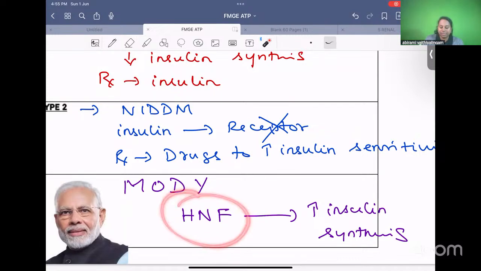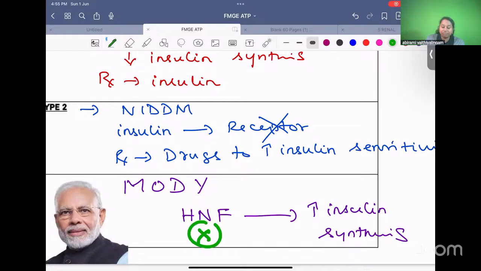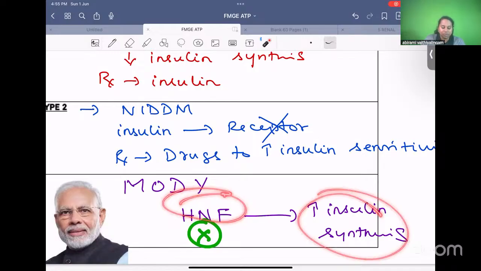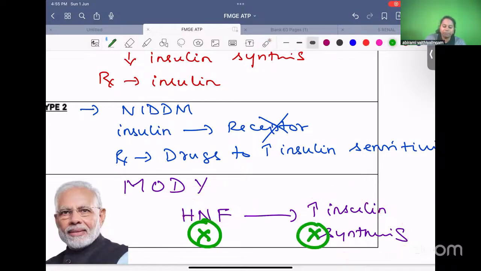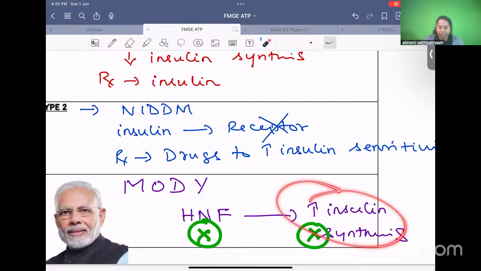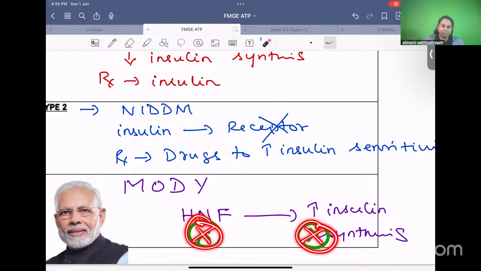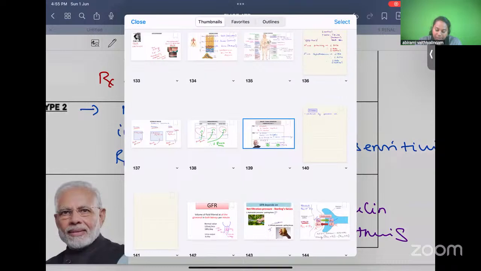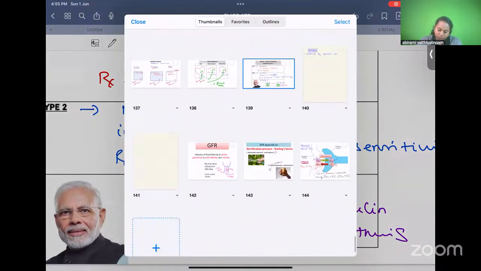So this is defective. This hepatocyte nuclear factor is important for insulin synthesis. So if there is a defect in this factor, insulin synthesis will come down. This we call maturity onset diabetes of the young, MODY.